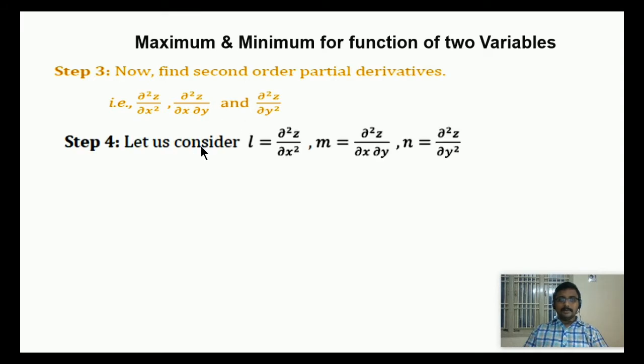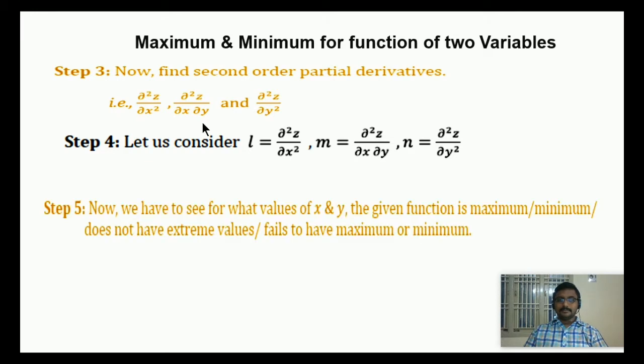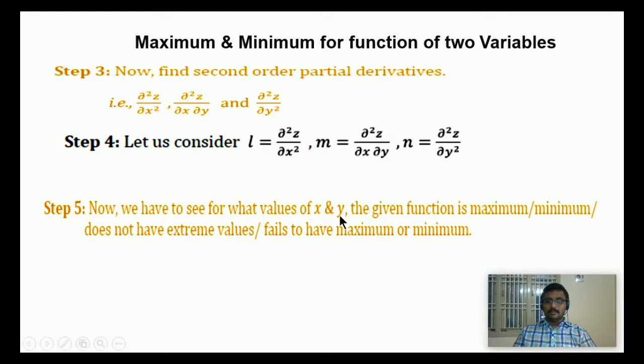In the fourth step, let them be L, M, N respectively. L is ∂²z/∂x², M is ∂²z/∂x∂y and N is ∂²z/∂y². Now we have to see for what values of x and y the given function is maximum or minimum, or does not have extreme values, or fails to have maxima or minima.